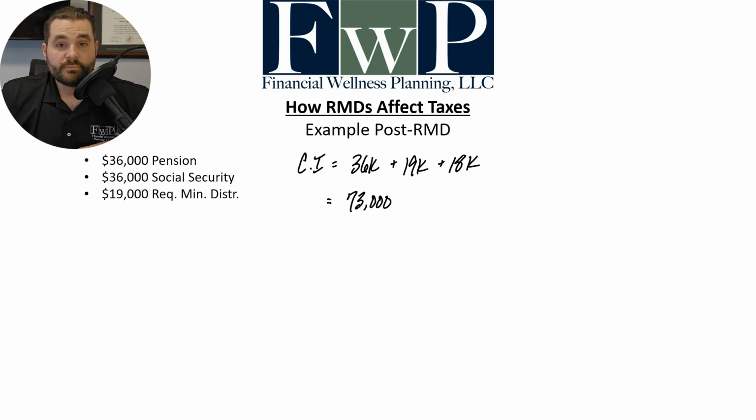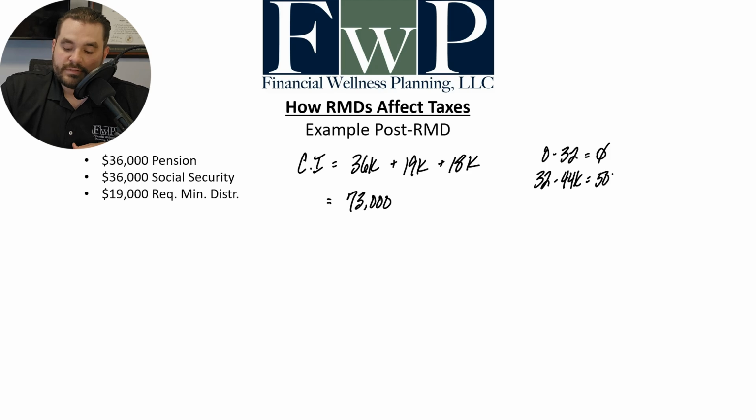We're going to use this number and compare it to those same thresholds to determine how much of their Social Security benefit could be subject to income taxes. Anything from 0 to 32, none of that counts. Anything from 32 to 44,000, 50% of that amount counts. And then anything over $44,000 of combined income, 85% of that amount could be included as taxable Social Security. Their combined income is over $44,000. So we're going to take the $12,000 between 32 and 44.